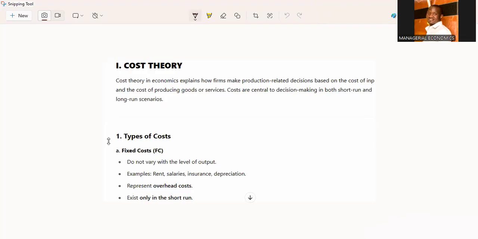We have what we call the fixed costs. So these are costs that do not vary with output. Costs like rent, salaries, insurance, depreciation. So the cost theory assumes that our total cost is a combination of our total fixed cost and our total variable cost. So the fixed costs are costs that are constant. They don't change with production.